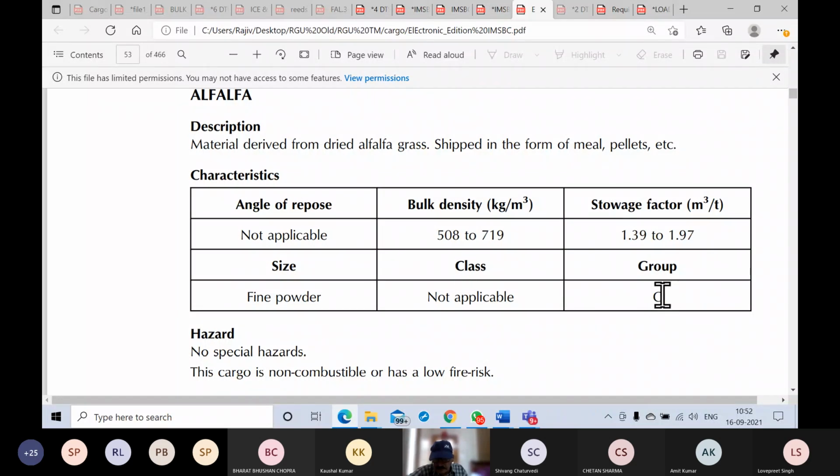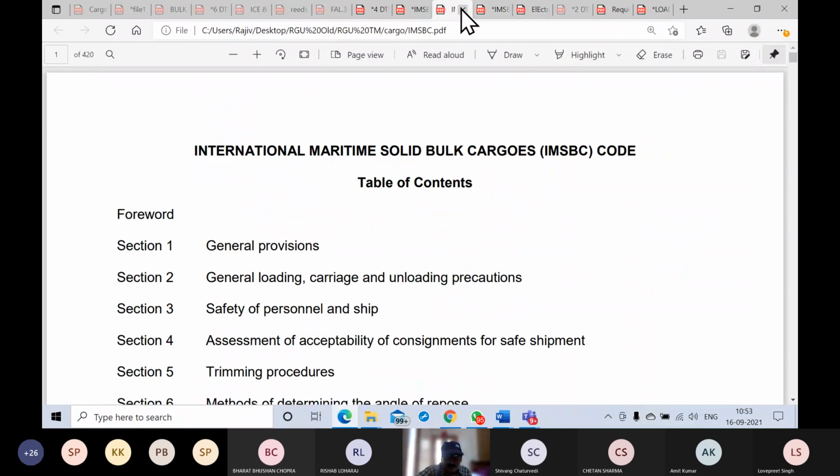Candidates, what is group C? Three groups are there, we have decided. What is group C? When this cargo is classed under group C, what does it mean? Sir, it means it is non-combustible and has low fire risk. No, it is not like that. It can be memorized. Some things you will have to commit to memory. Just cannot help it.